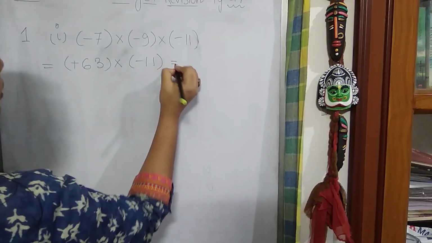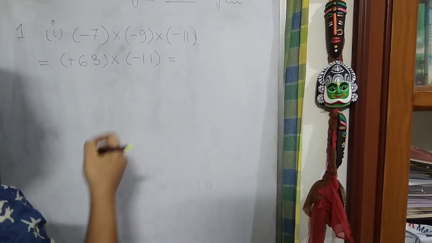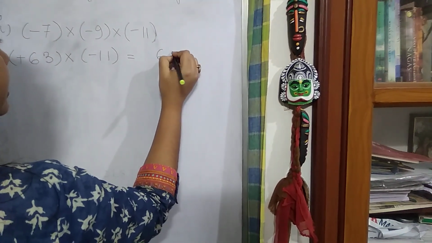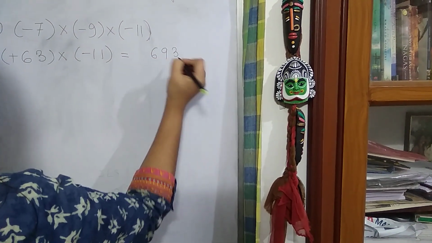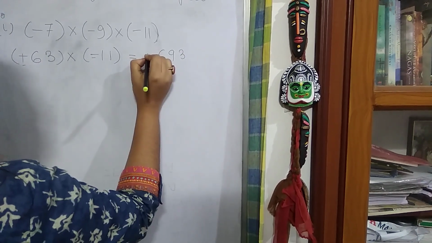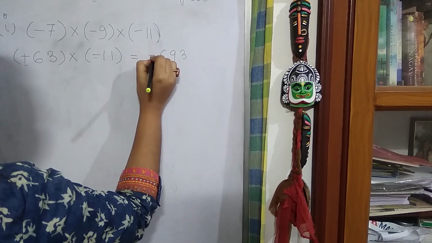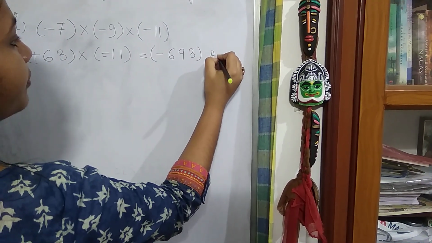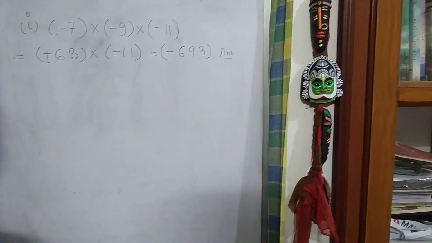Now after that, when we are multiplying 63 with 11, what are we getting? We are getting the number 693 as a result, and after tallying the signs, plus and minus together give an answer of minus 693.